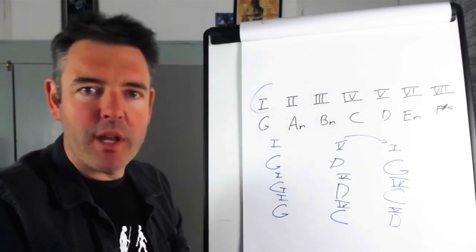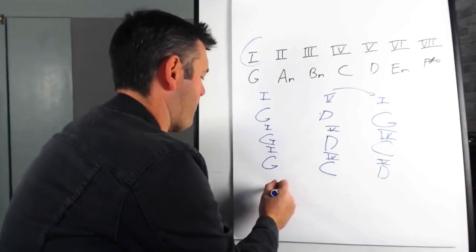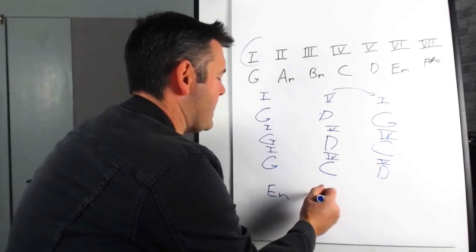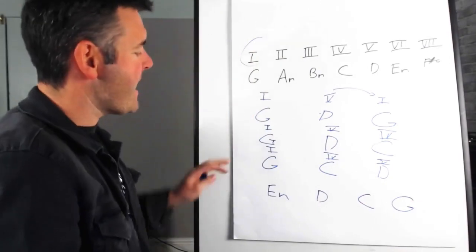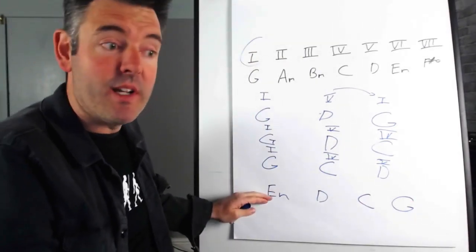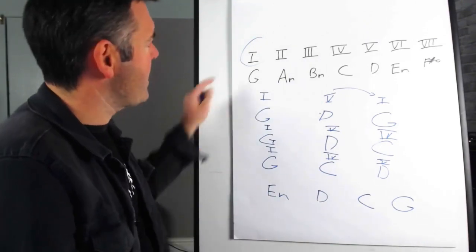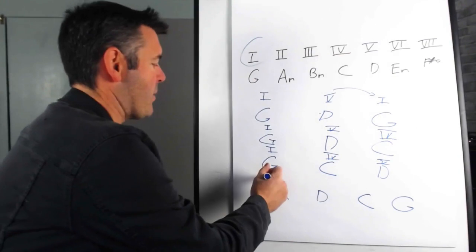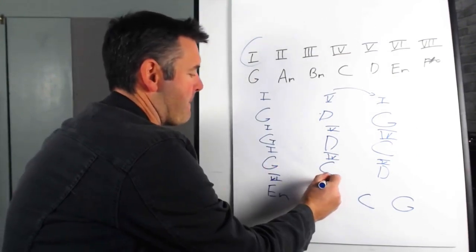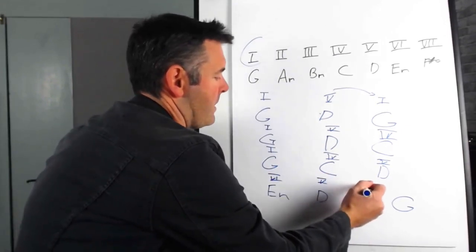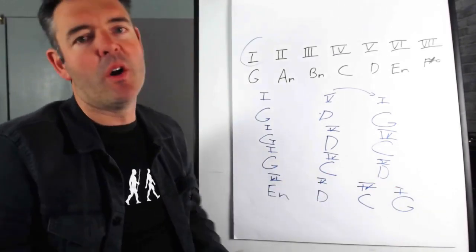Let's throw in a couple of minor chords. Let's say we had a chord sequence which was going E minor, D, C, G. Here you'll notice we're not starting on the first chord, and we don't always have to start on the first chord, although very often we do in a chord sequence. Here we're starting on our 6th chord, E minor. So we would call that chord sequence 6, D is 5, C is 4, and G is 1. So we've got a 6, 5, 4, 1 chord sequence.